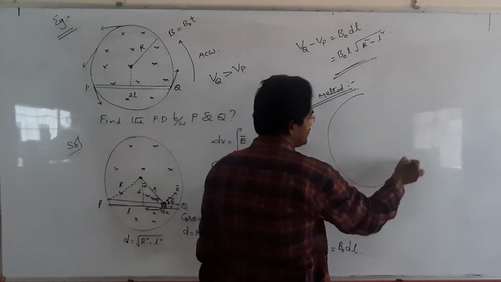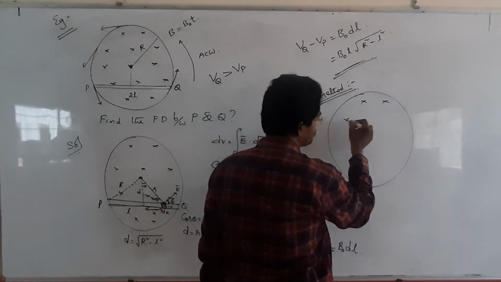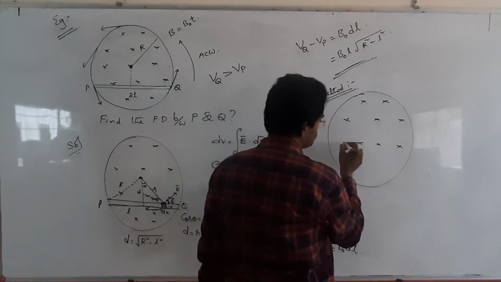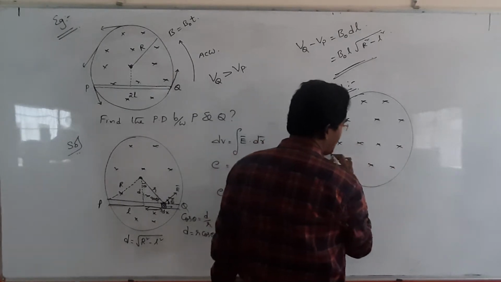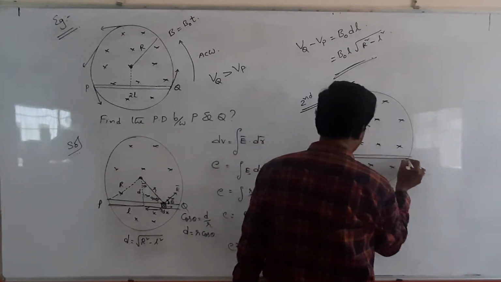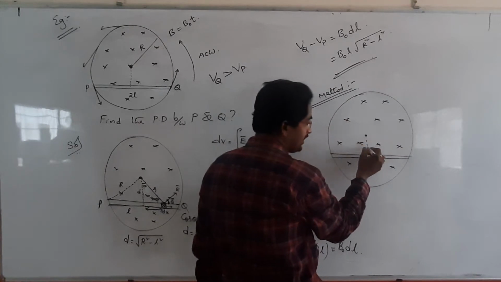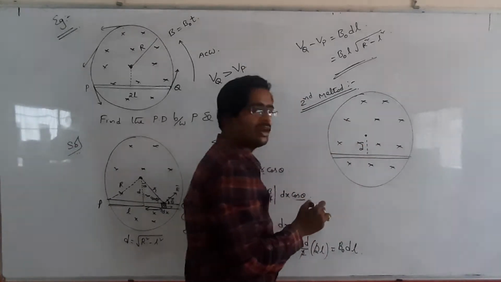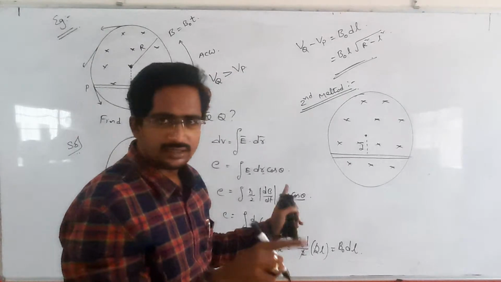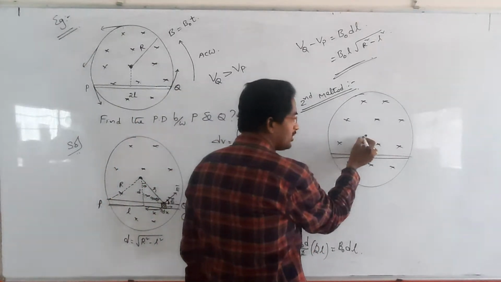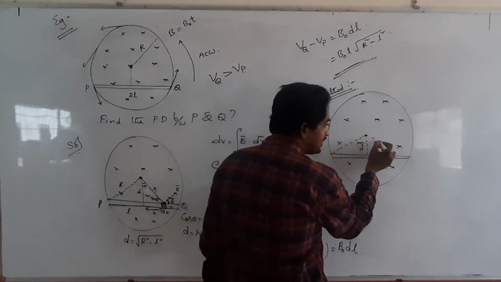Simply, in this diagram, a rod is placed here at a distance of d. Then for getting the potential difference across the rod, you join this point to the ends of the rod.